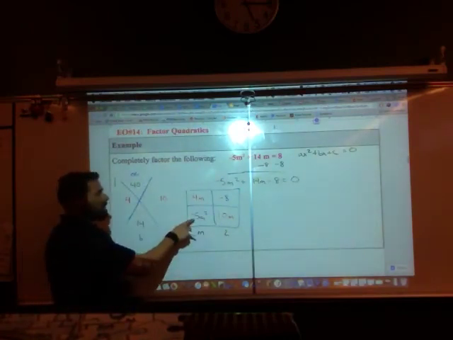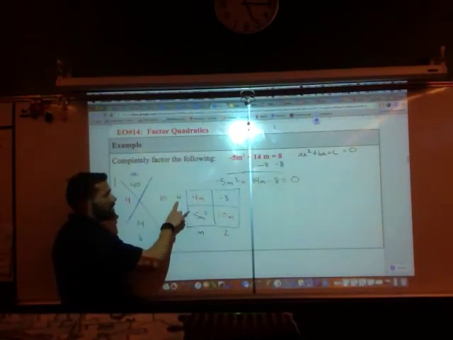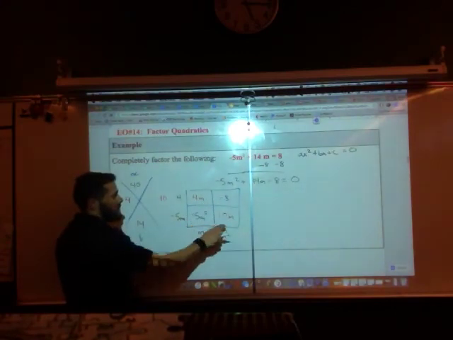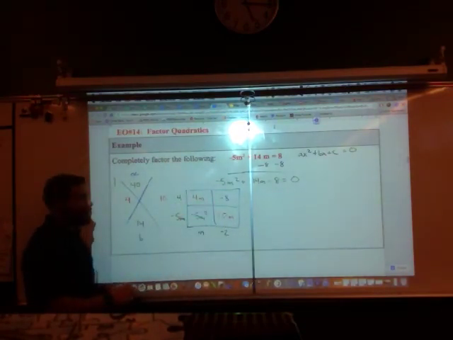So then, how do I get a negative 5m squared? That would be a negative 5. How do I get a 4m? That would be a 4. I need to make sure this is a negative 8, negative 10 here. So that's going to have to be a negative 2, so I get a 10. That will help me get that negative 8 as well.